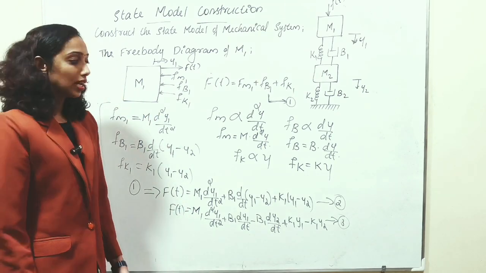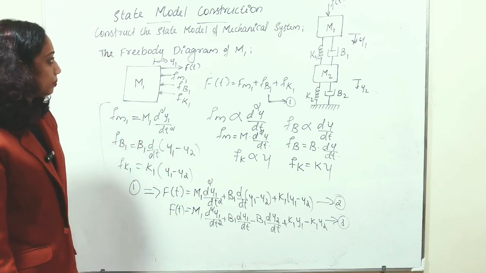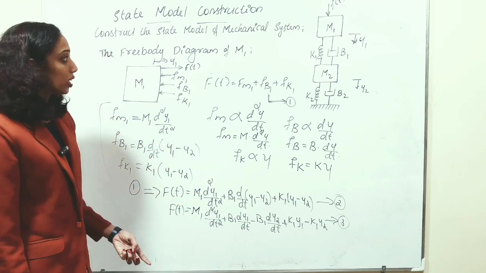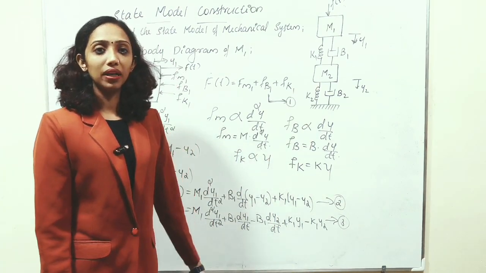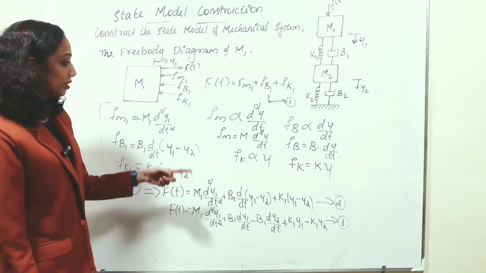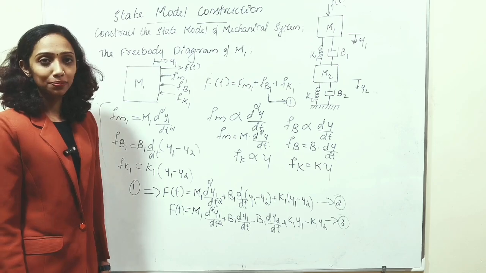For constructing the state model, we need only equation number 3. Then we want to construct the differential equation governing the second mass component m2. First, you all write this, after which we can go for the next step.